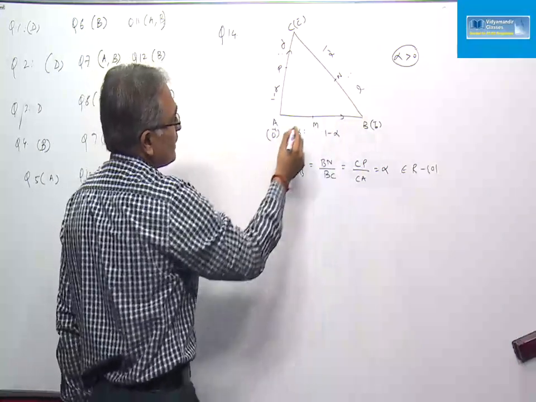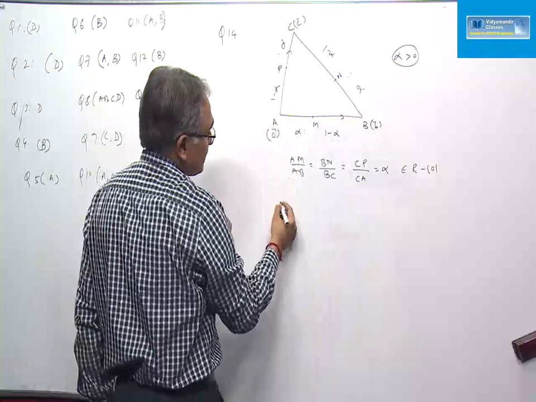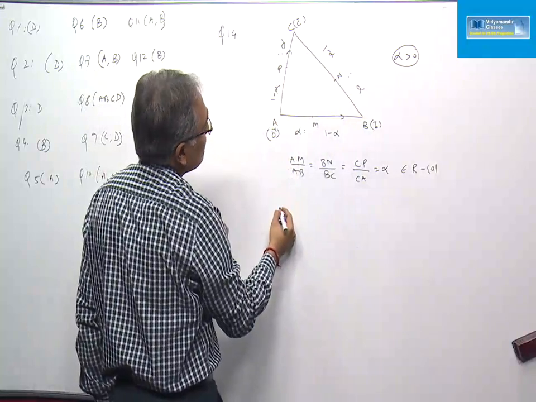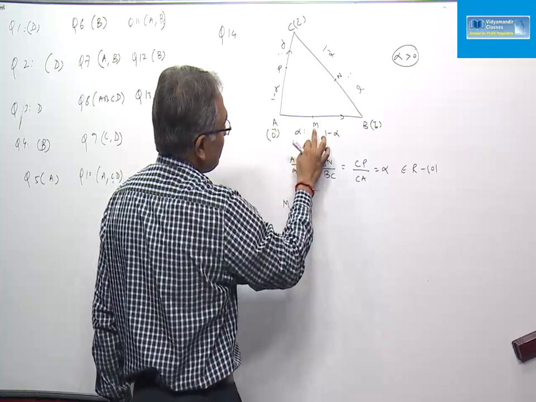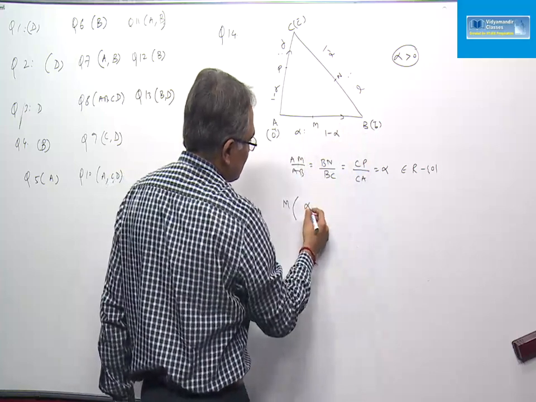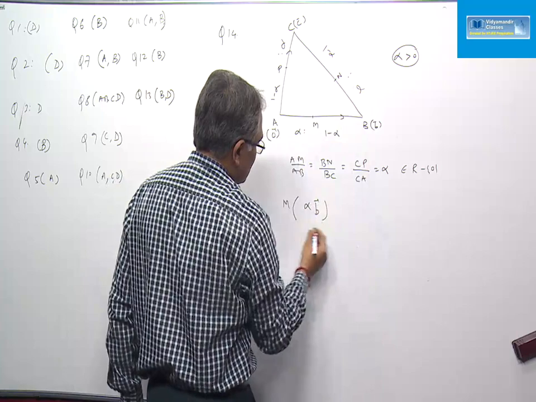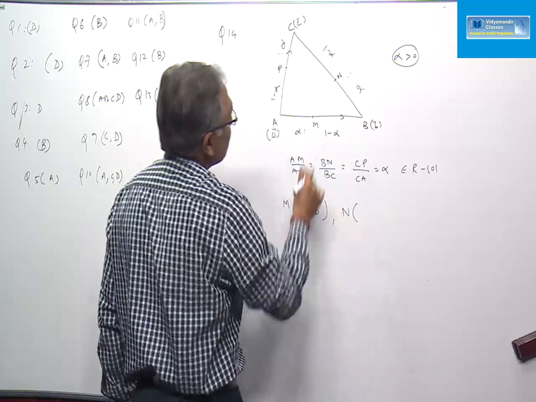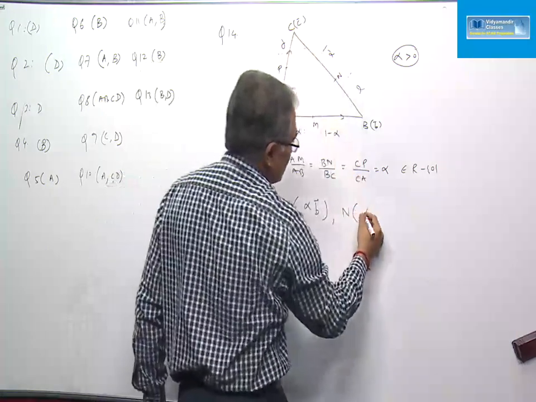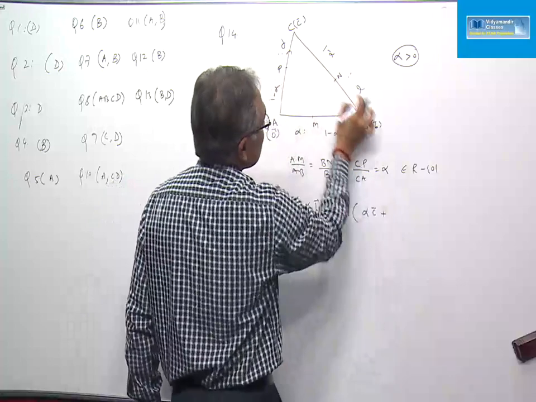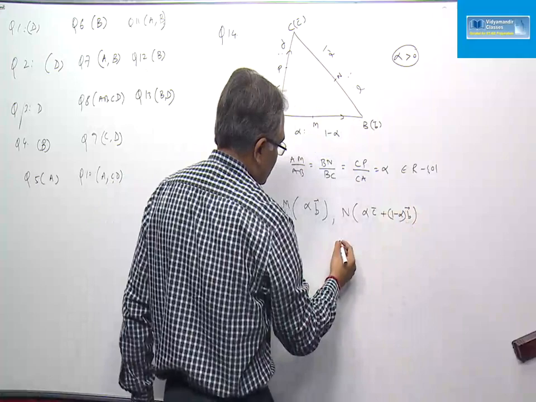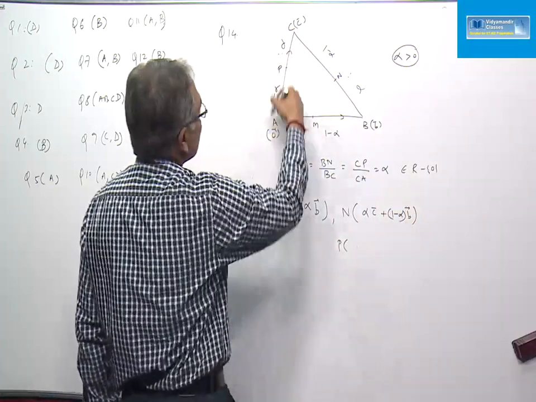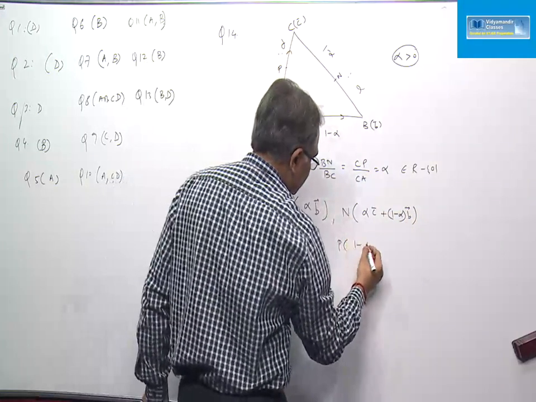Hence, we can find the position vectors of M, N and P. The position vector of M comes out to be alpha b, just alpha b. The position vector of N comes out to be alpha c plus 1 minus alpha b. And the position vector of P comes out to be 1 minus alpha c.